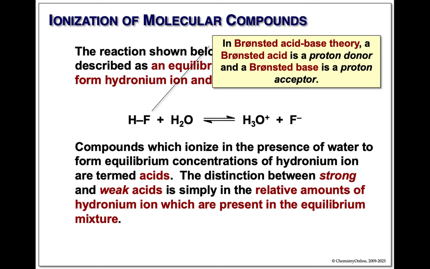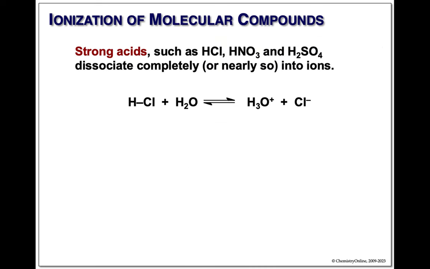Now, weak acids are something that you do extensively in general chemistry. So we're going to talk mostly about strong acids. An example of a strong acid, hydrogen chloride. Hydrogen chloride is a gas. It can dissolve in water, and when it does, it forms hydronium and chloride anion. This equilibrium is shifted all the way this way.